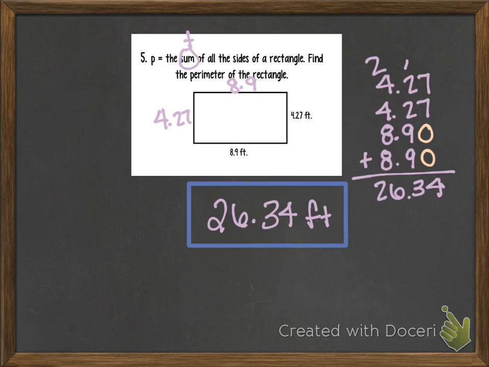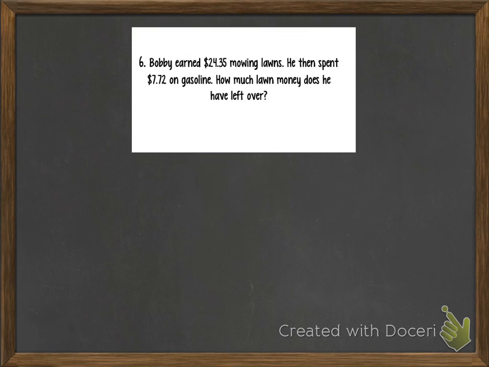Okay, so you should have gotten 26.34 feet. Make sure that if it is a word problem that you do have a word in your answer. And the last problem of the day, Bobby earned $24.35 mowing lawns. He spent $7.72 on gasoline. And how much money does he have left over?